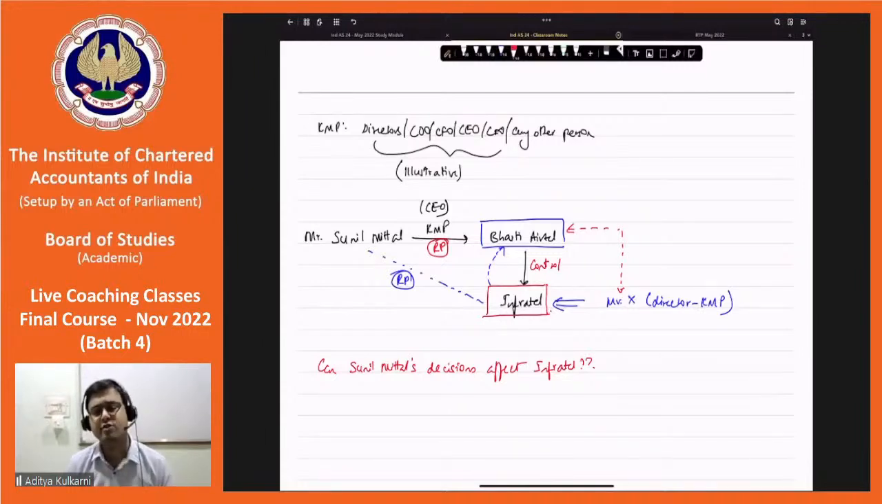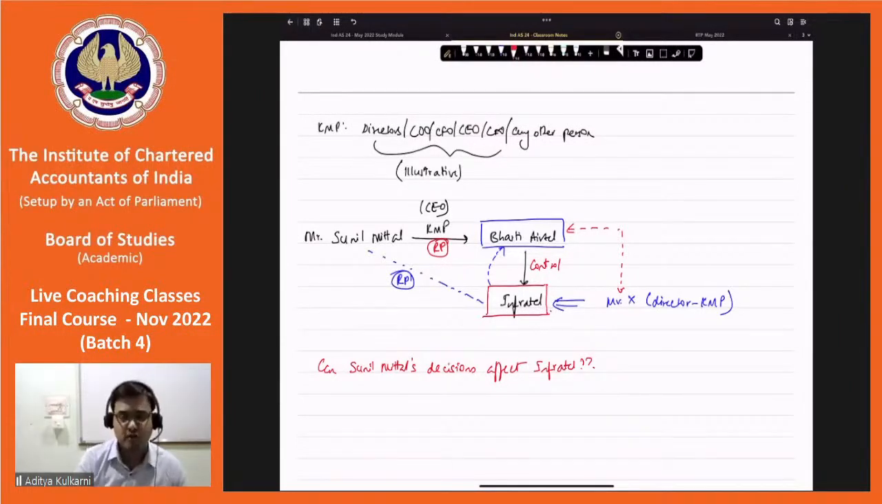Now let us proceed to examine this contention. हम लोग ये चीज के बारे में सोचेंगे. We will think about it. Suppose Mr. X takes a decision which is in the benefit of Infratel, and Infratel would want to implement that decision. Okay. That decision is also benefiting the parent. And because that decision is benefiting the parent, Sunil Mittal will also agree to that decision.